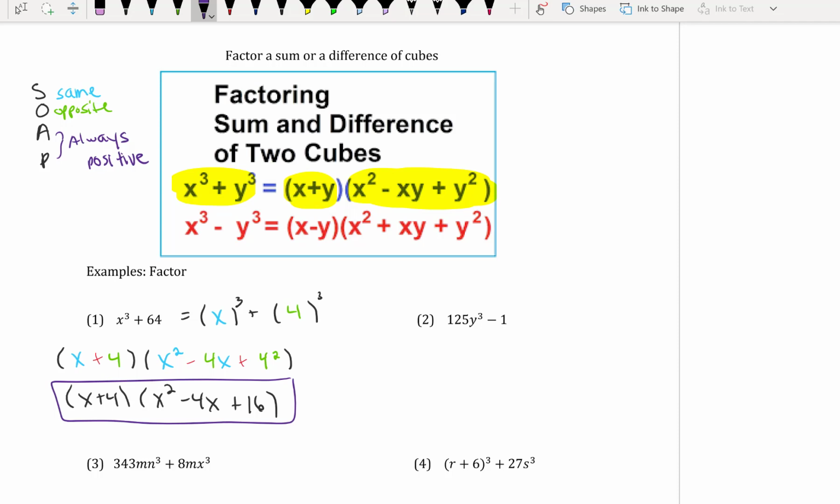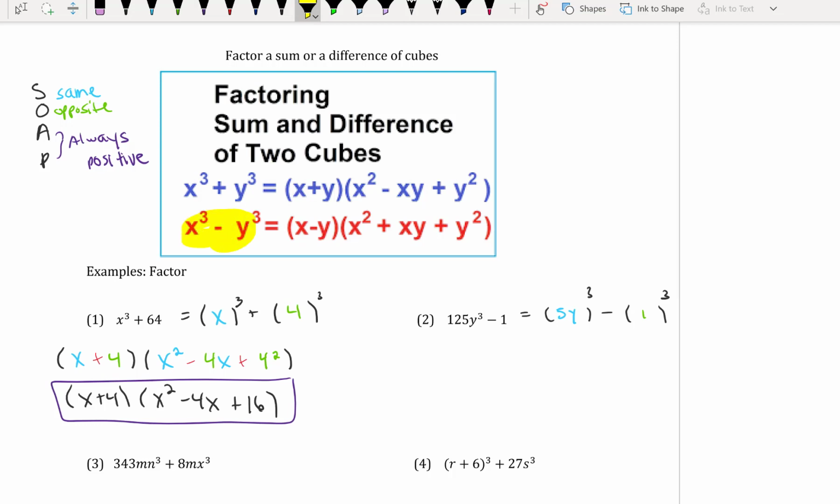Okay. So let's see if we can do this again for problem number 2. I'm looking at this and I'm like, okay, does this fit the pattern where I have a subtraction of perfect cubes? So 125 is going to be 5 times 5 times 5. So that would be 125. And I have my y in there. And what about 1? Well, 1 times 1 times 1 is still 1. So I definitely have my difference of cubes.